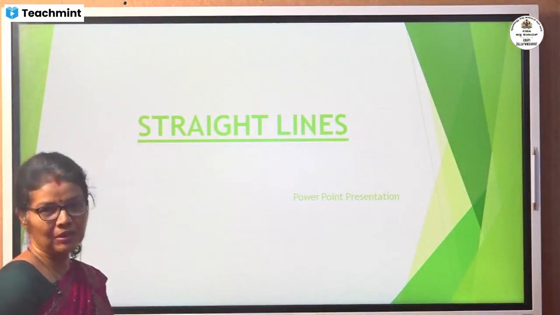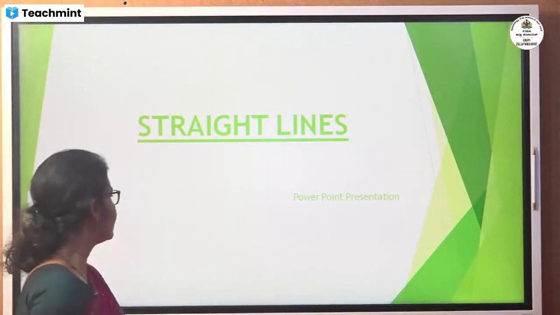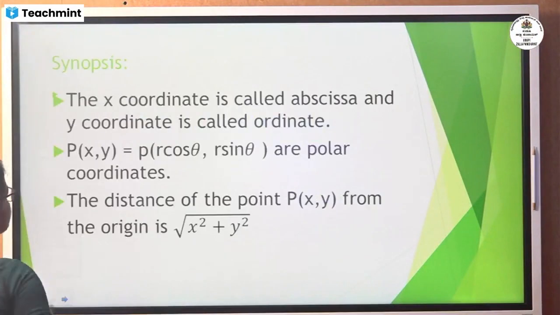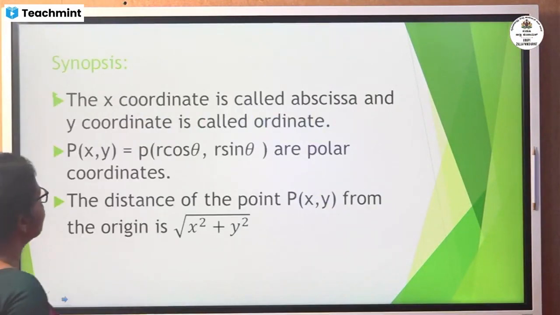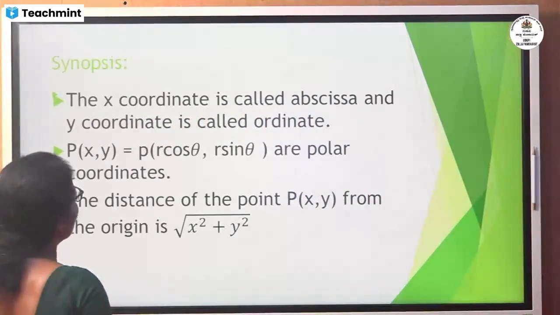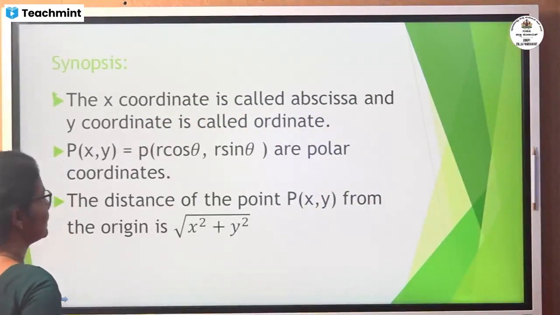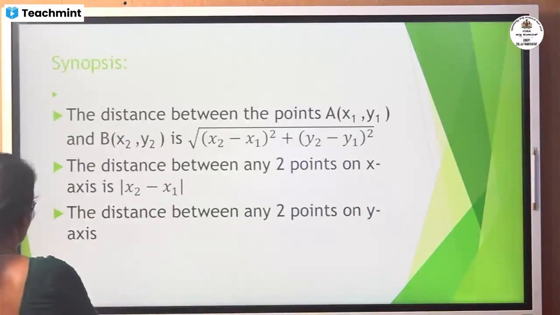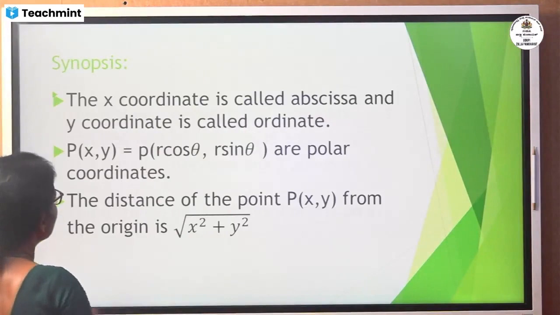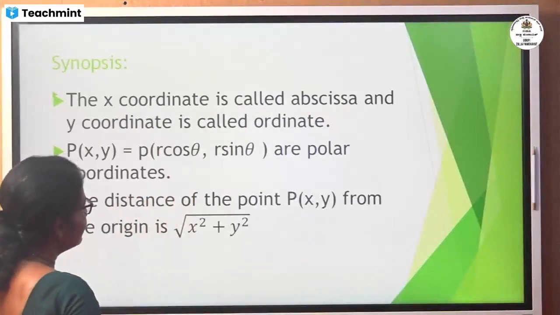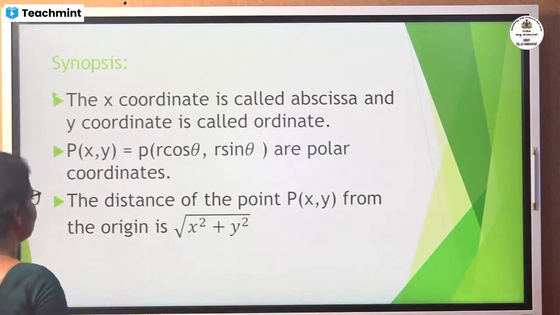Today we learn about straight lines. Few synopsis part is there. The x coordinate is called abscissa, y coordinate is called ordinate. You know that already. Any point P of x comma y can be written like r cos theta and r sin theta if you are writing in the polar form.